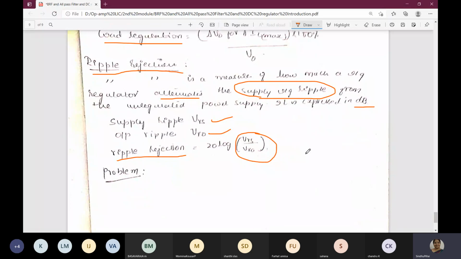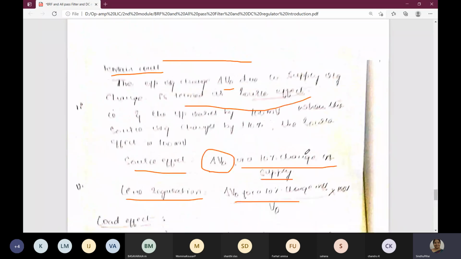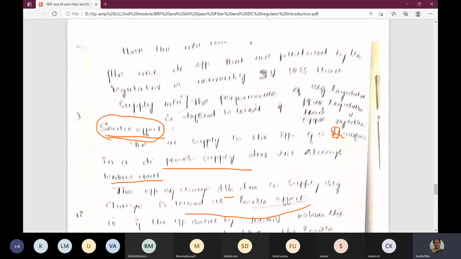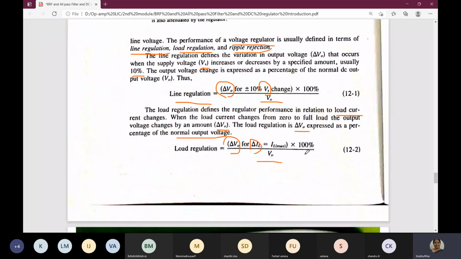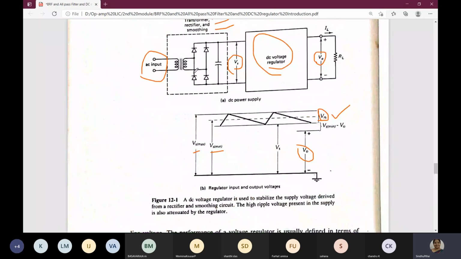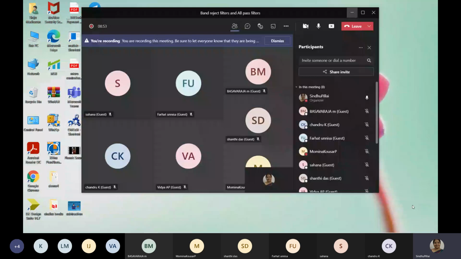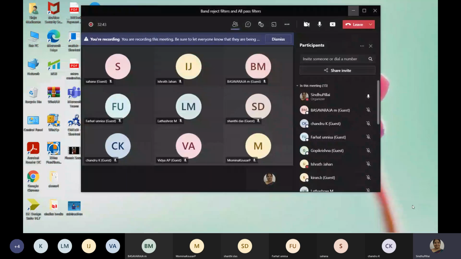So these are the three important performance parameters for a voltage regulator: line regulation, load regulation, and ripple rejection. A DC voltage regulator is used to stabilize the voltages that come from the rectifier and smoothing circuit. Hope you have understood.